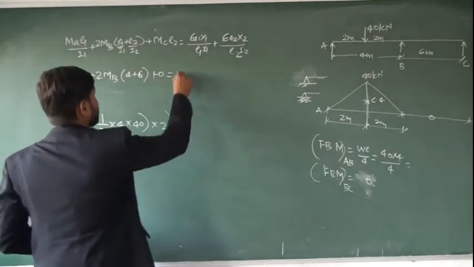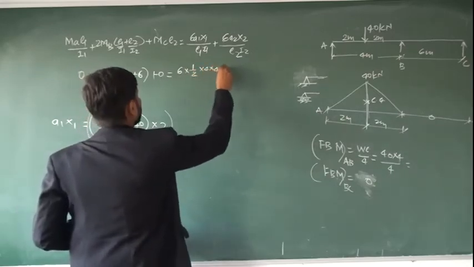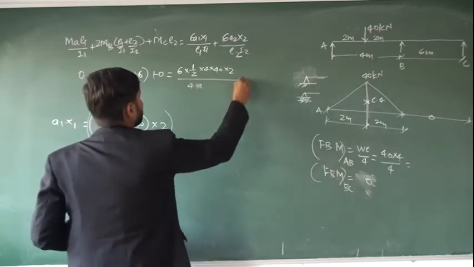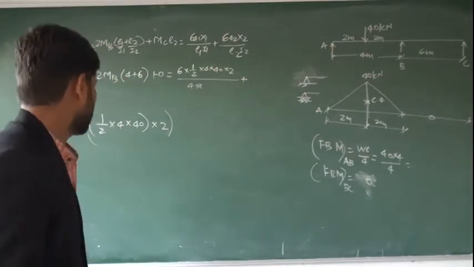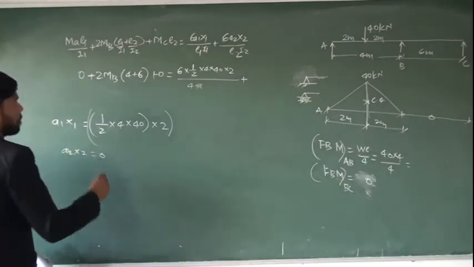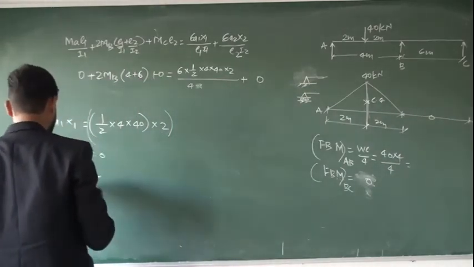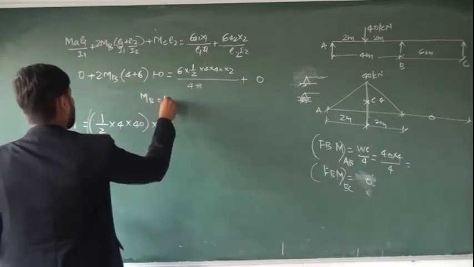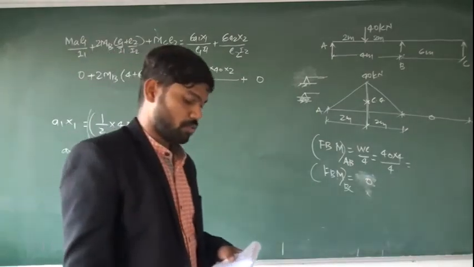Just substitute here 6 a1 x1 divided by L1, which is 4. The I1 terms get cancelled. What about a2 x2? As there is no bending moment, the bending moment diagram is 0, so a2 x2 will be 0, plus 0. Okay. So if we solve this, you will get the value of MB as 12 kilonewton meter.